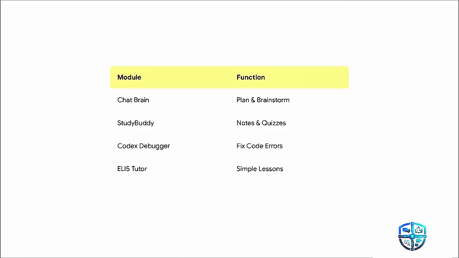This central dashboard replaces a bunch of standalone apps using 4 core modules. First up, you've got ChatBrain. This is basically your creative partner for planning, writing, and brainstorming ideas. Next is StudyBuddy, which is just incredible for students. It can automatically turn your learning materials into notes, quizzes, and flashcards. Then, for the developers out there, there's the Codex Debugger, which helps fix and actually explain code errors. And wrapping it up is the ELI5 tutor, as in Explain Like I'm 5, which breaks down really complex topics into simple, generated lesson pages.